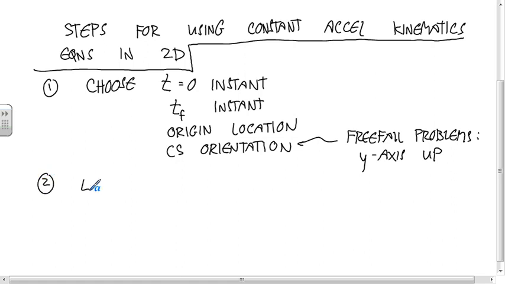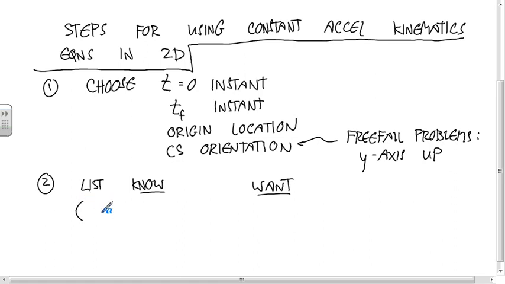Second, list the variables that you know and the variables that you want. So remember in 1D, I would just always go through the list in the same order. I do PI, PF, VI, VF, A, TF. You can do that in 2D too. There's just a lot more values you have to worry about.